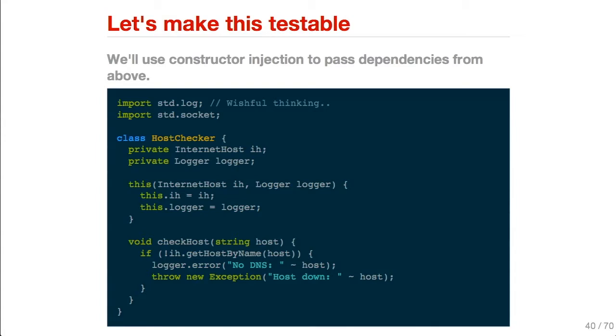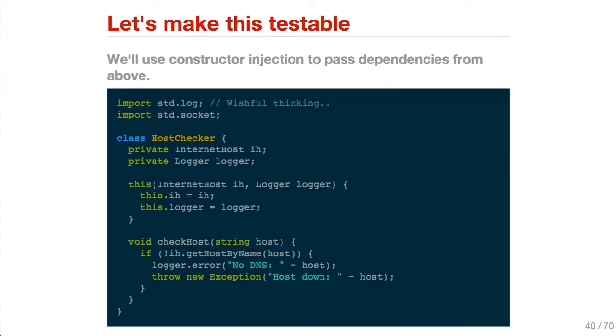So let's go on the assumption that we have a standard logging system and it has a logger class. All I've done is introduce a constructor that takes two parameters, an internet host and a logger, and it just stashes them away in member variables. And now the checkHost method is exactly the same, but instead of calling free functions, globals, or other things, it just calls methods on member variables.